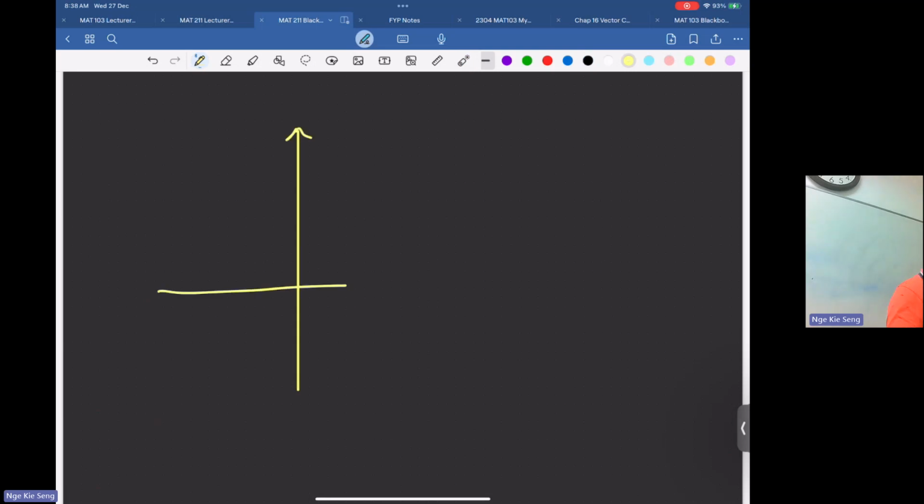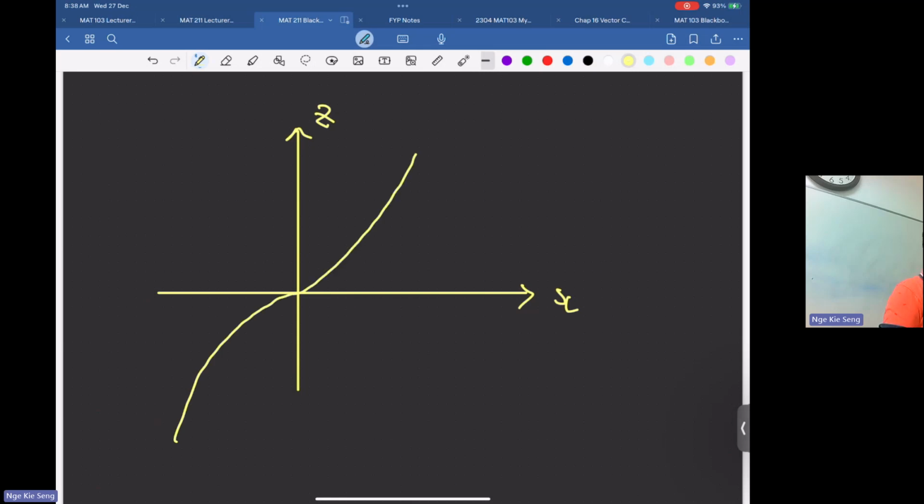So let's get z equals x cubed first. Z equals x cubed, so it should be something like this. But this is a surface in 3 dimensions, right? If I add another axis, Y, this means what?